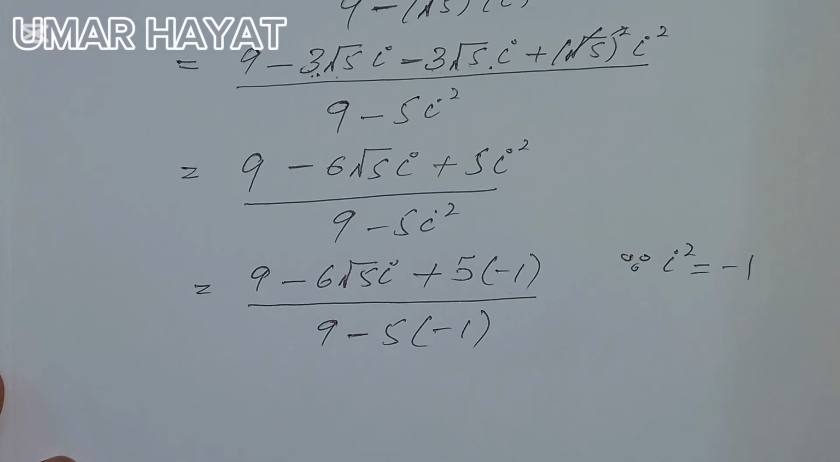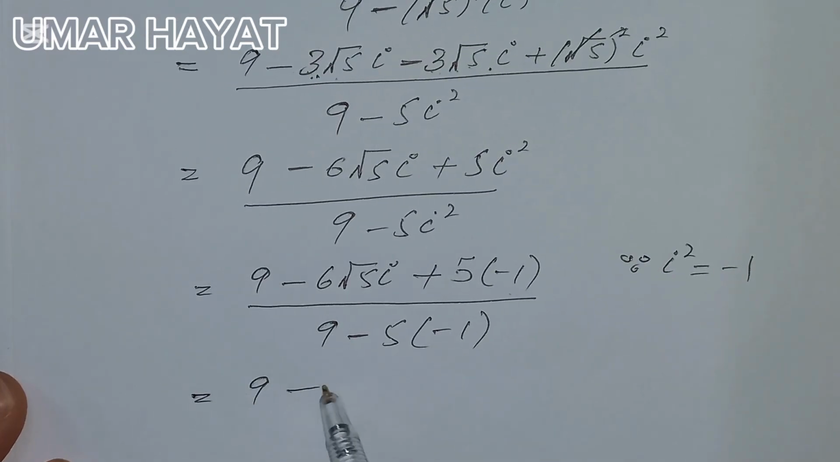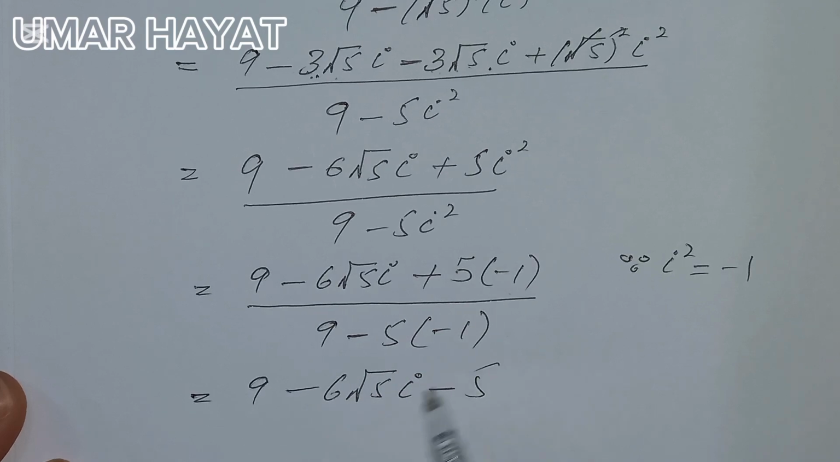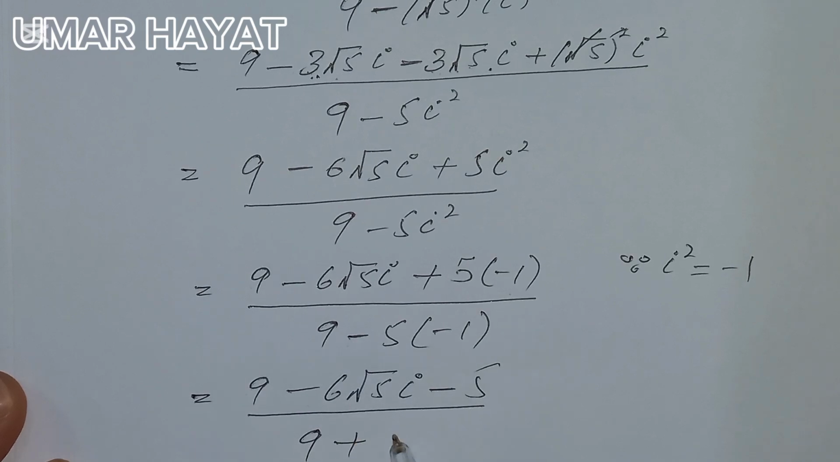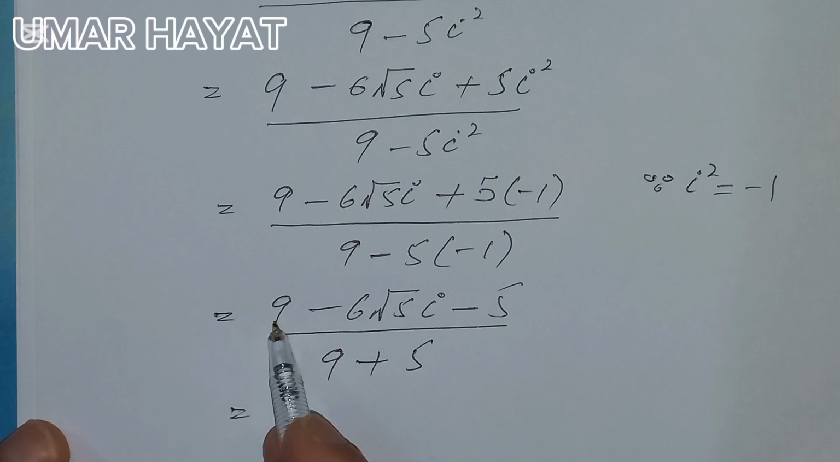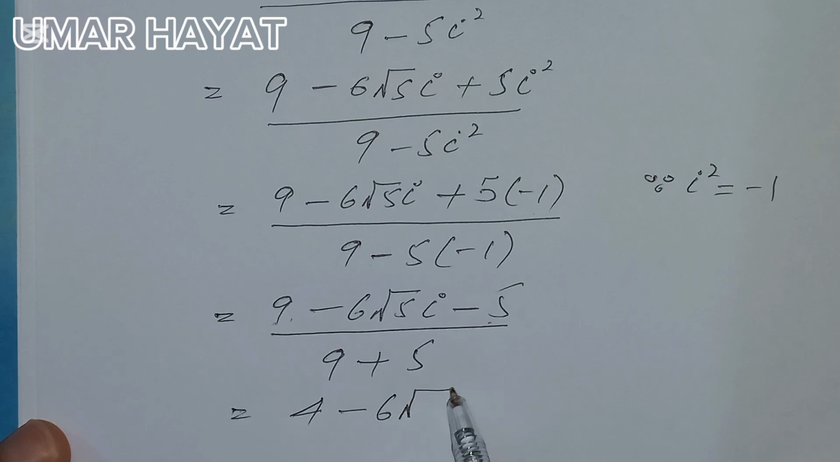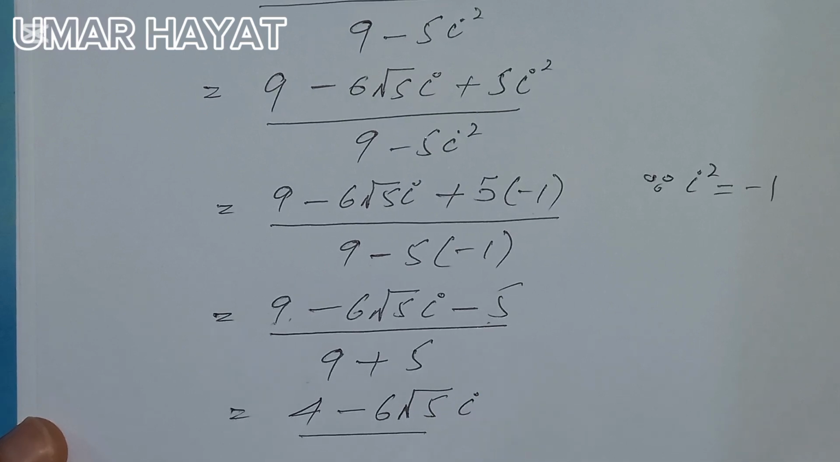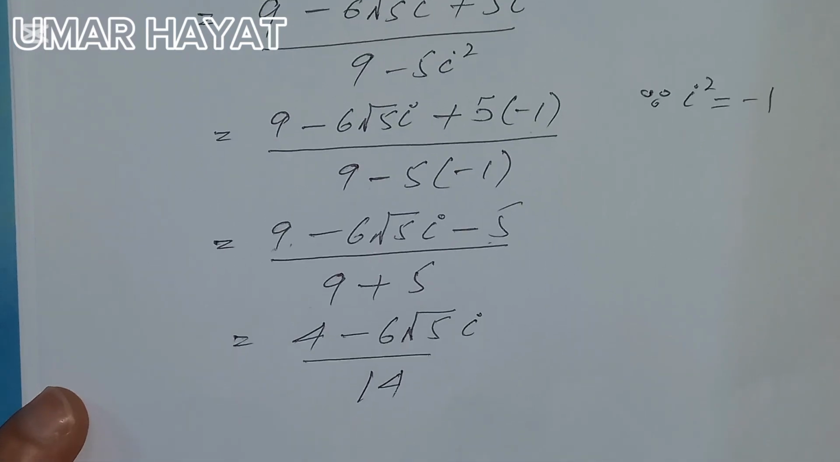In next step, 9 minus 6 under root 5 iota plus minus 5, divided by 9 minus multiply minus plus 5. So the next step, subtract 5 from 9, we will get 4. 4 minus 6 under root 5 iota divided by 9 plus 5, 14. So now this can be written in a plus b iota form.